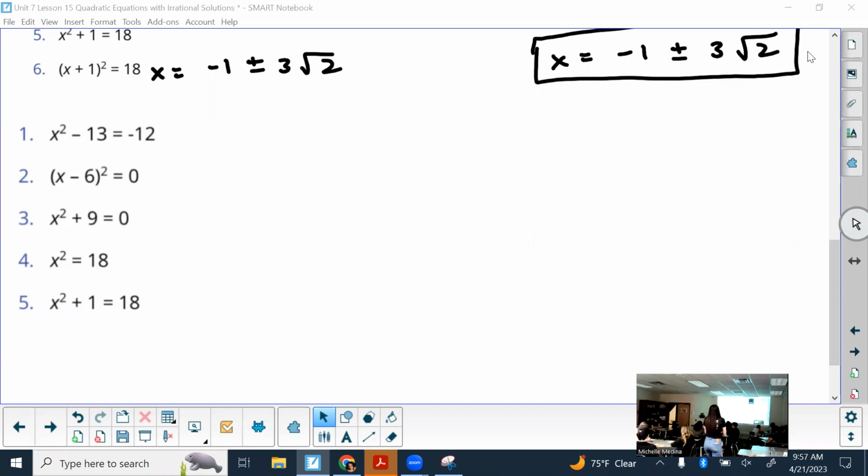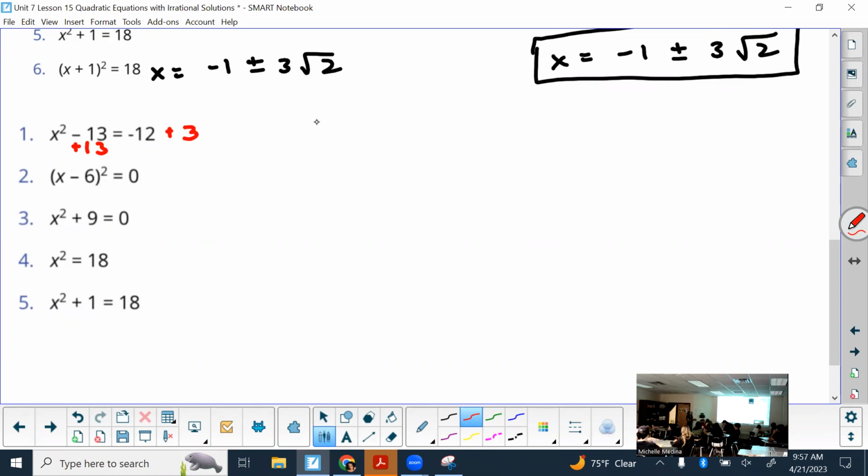So number 1, look at the x, think, what do I need to do to isolate it? What's farther, that 2 or the -13? And how do I make that 13 cancel? Added. And whatever you do on one side. Okay, good. So then I have on the left side x squared, that the 13's cancel. And then -12 plus 13 is a positive 1.